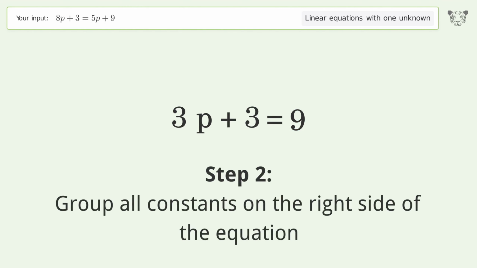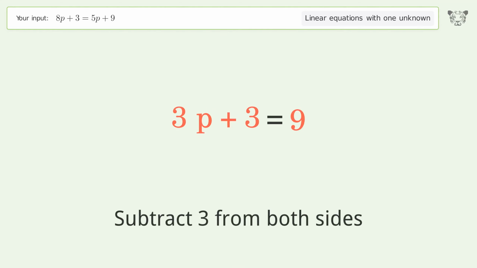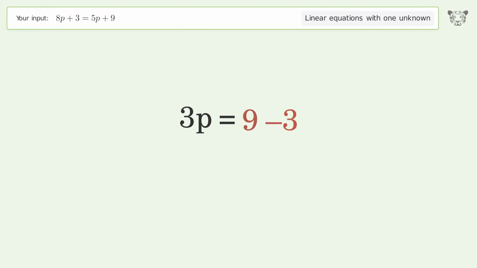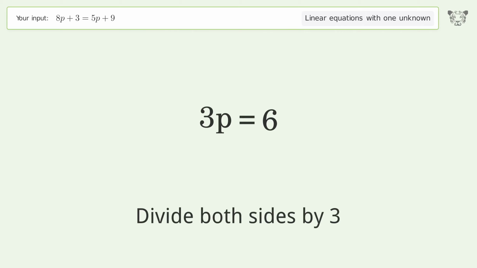Group all constants on the right side of the equation. Subtract 3 from both sides. Simplify the arithmetic. Isolate the p. Divide both sides by 3.